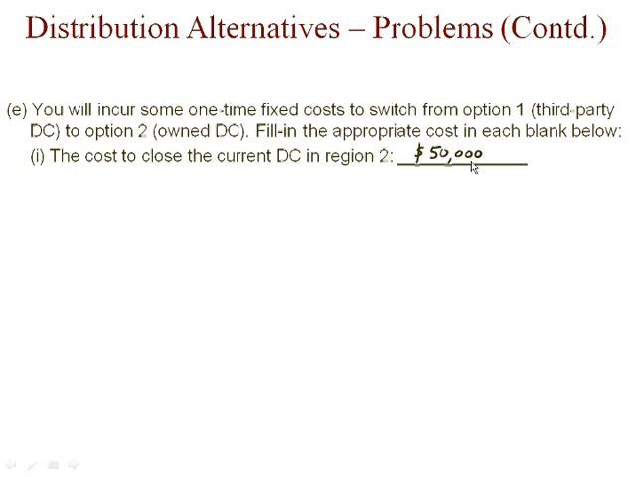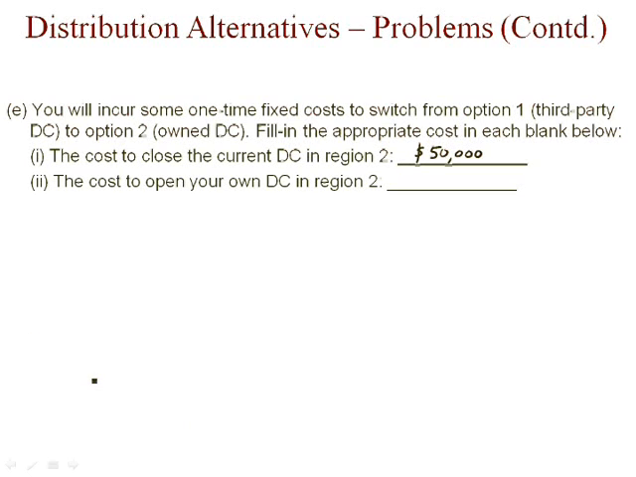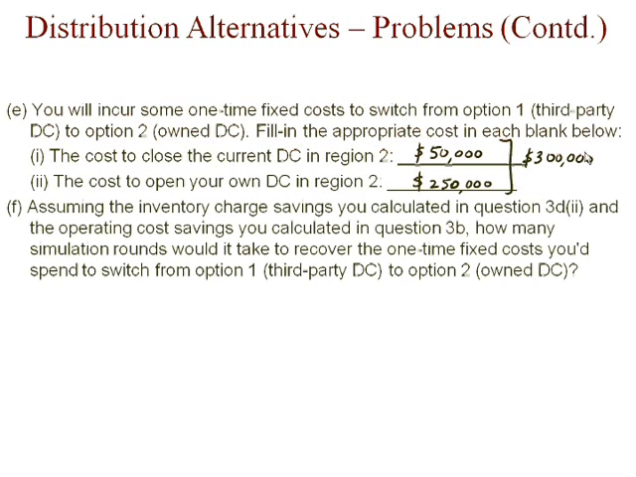Okay, so that's the cost to close the current DC. Then once you have closed, you open the new one. So the cost to open your own DC in region 2 is $250,000, again from the manual. So in total, you incur $50,000 plus $250,000, which is $300,000 for opening a new DC. Now, assuming the inventory charge savings and the operating cost savings that you calculated in the previous problem, how many simulation rounds would it take to recover the one-time fixed cost?